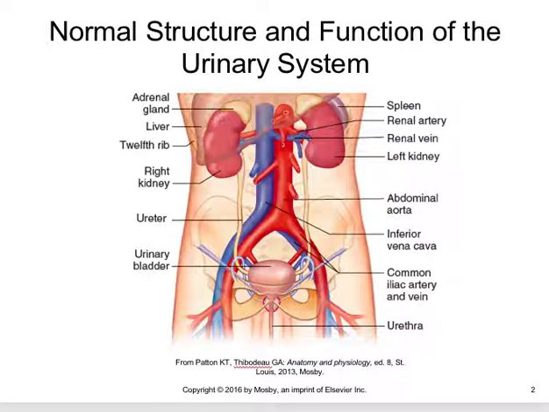This is a module for urinary elimination. I'm going to try to do this in 10 to 15 minutes. It's 11:23 right now. Okay, I'm going to be done by 11:40.